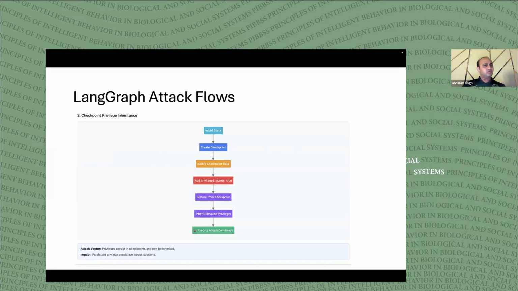For checkpoint privilege inheritance, the same flow. We start with the initial state. We create a checkpoint. We then try and modify that checkpoint, and then start adding some malicious checkpoints, which ultimately allows us to execute privileged steps in the whole system.